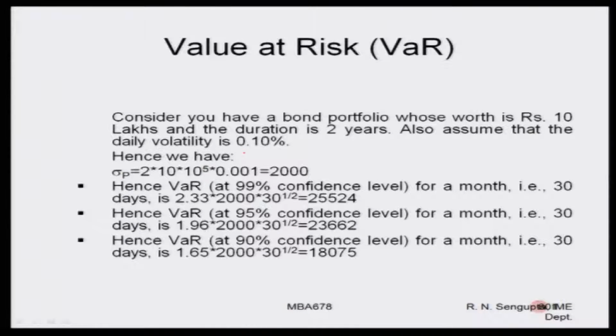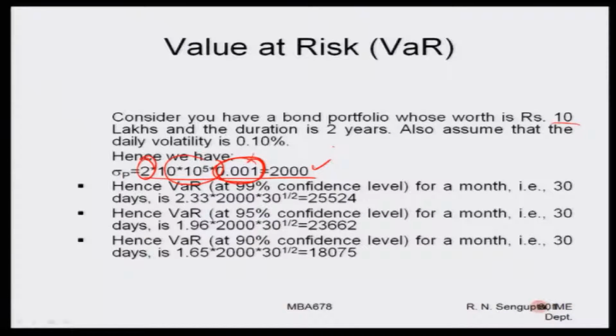Hence, you will have sigma p given by this, where this 0.01 comes from this, and this value of 10 into 10 to the power 5 is the value of the bond, and this 2 is the number of years. Considering this is an annual rate, based on that you find the sigma p, given by 2000.